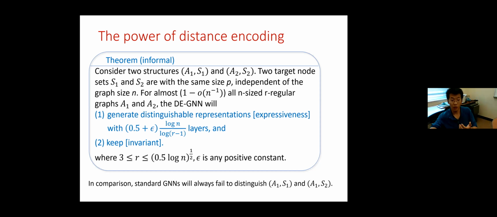So in the regular graph, all the nodes share the same degree. Why do we choose this special case to demonstrate all the theoretical results? Because this is a case where all the standard GNNs without distance encoding will fail. Their power is limited by the 1-WL test, and the 1-WL test cannot distinguish the structures here, so all previous standard GNNs will fail to distinguish these two structures. But our distance-encoding-assisted graph neural network can do that job with high probability.